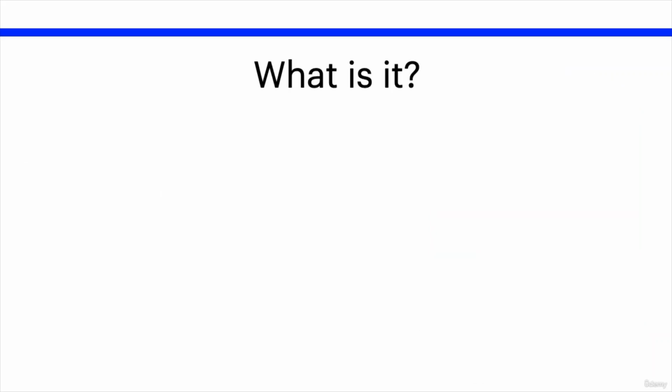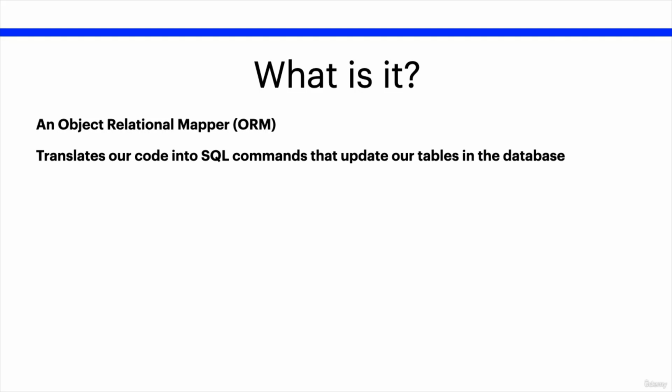So the first question is, well, what is it? It's an object relational mapper, and its job is to translate our code into SQL commands that update our tables in the database. Now, prior to .NET 3.5, which was released a long time ago, not .NET Core 3.5, we're talking about the original .NET Framework, we often used to write something called ADO.NET code to save or retrieve application data from an underlying database.